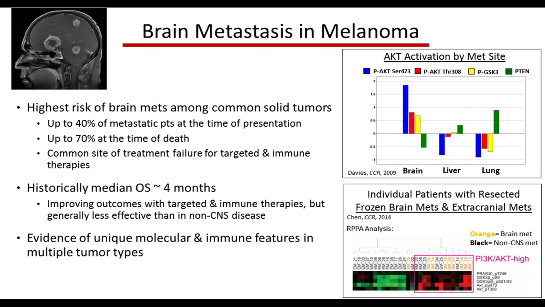Indeed, the BRAF inhibitor dabrafenib, which was not predicted to cross the blood-brain barrier based on preclinical studies, has actually very high response rates in melanoma patients with brain metastases. And what's really growing instead is an increasing appreciation, supported by data from multiple groups, showing that there can be unique molecular and immune features in brain metastases compared to non-CNS metastases. And we've done some work in this area.